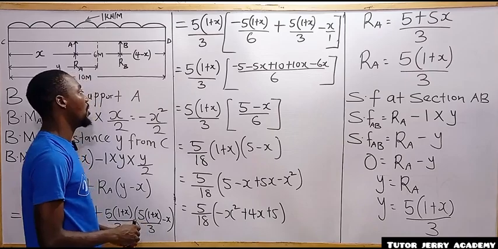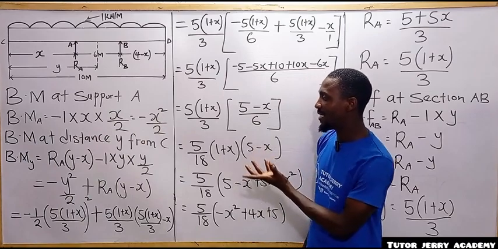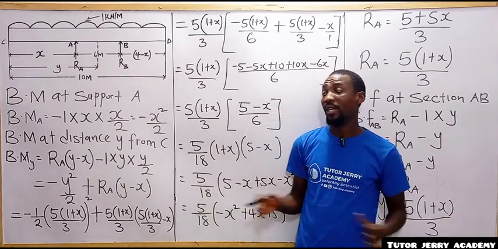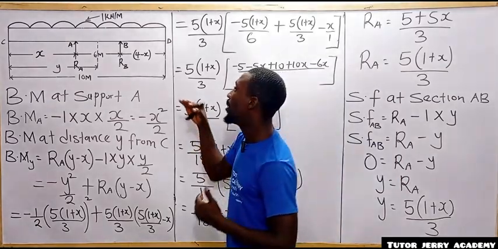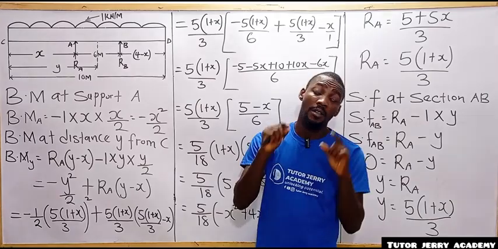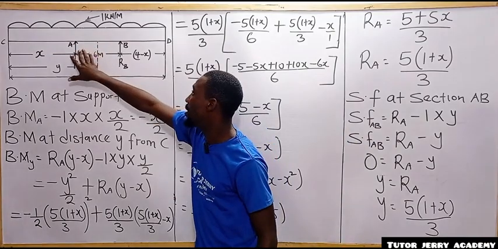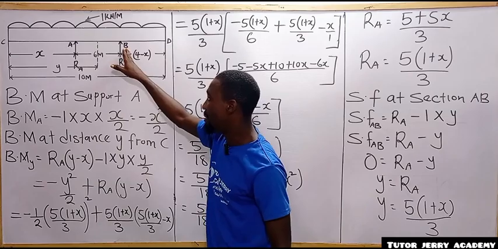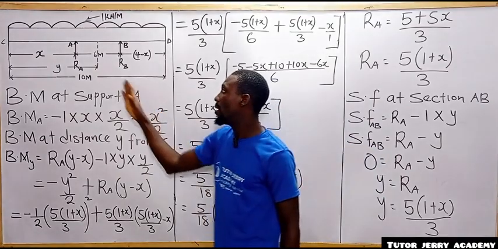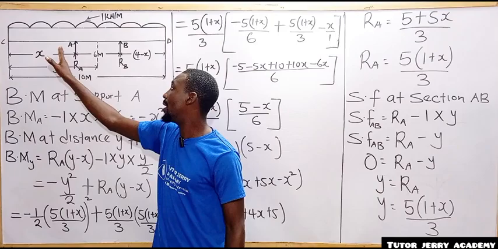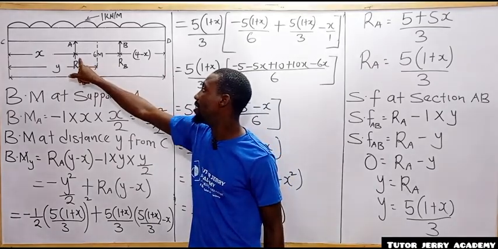So this is what we are going to have as our bending moment at a distance y from C. And the next thing is this. Since we have established that we are going to have maximum positive bending moment between the supports A and B, and then we are going to have our maximum negative bending moment at the end of the support, that is A. We are going to have positive maximum bending moment within the span A and B.